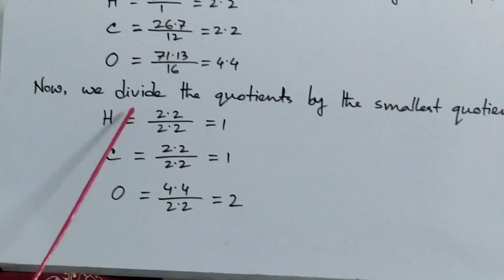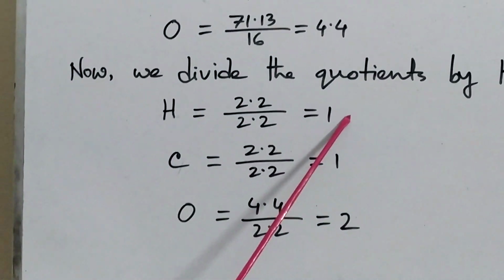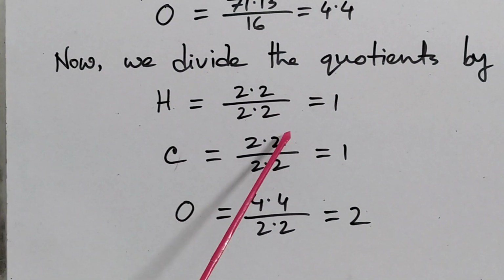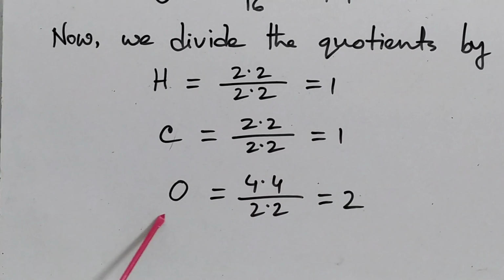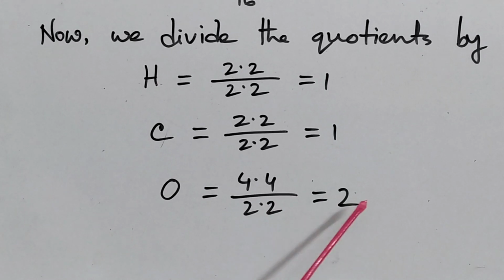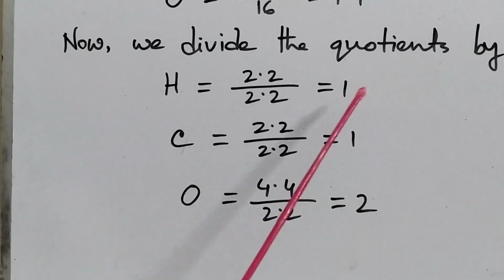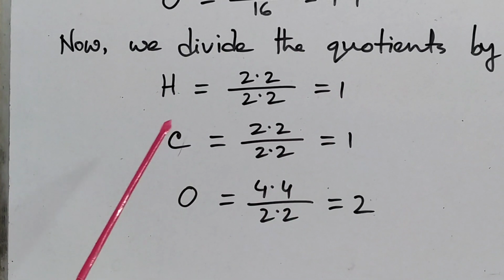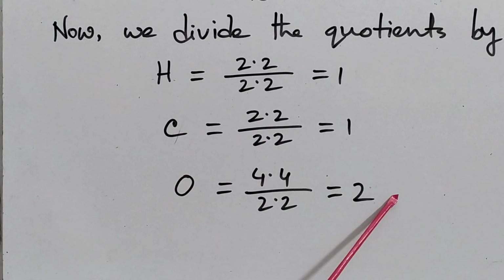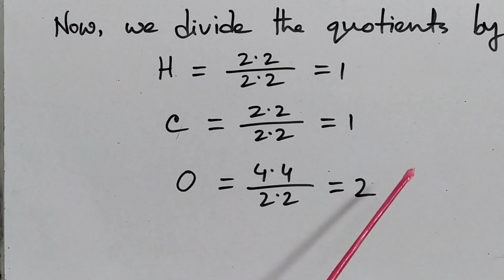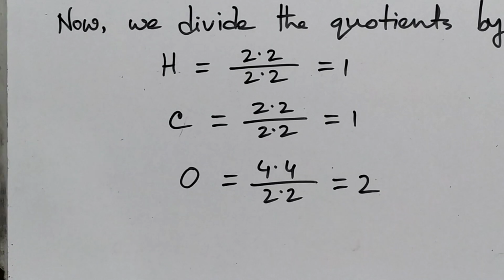So here hydrogen 2.2, the smallest quotient is 2.2, so it is 1. Carbon 2.2, the smallest quotient is 2.2, so it is also 1. Now oxygen 4.4 divided by 2.2, it is 2. So we have got the number of atoms of hydrogen, it is 1. Number of atoms of carbon, it is also 1. Number of atoms of oxygen, it is 2. Now we will write the ratio of the carbon, hydrogen and oxygen atoms.